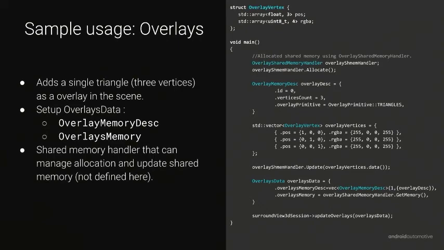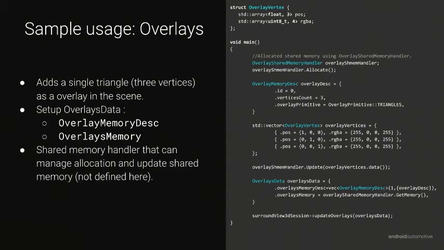And finally, now that we have the overlay descriptor memory, we set this in the overlays data that is going to be called with the update overlays call. And in the overlays data, the data member that we set is the overlays memory descriptor, which takes a vector of these objects.